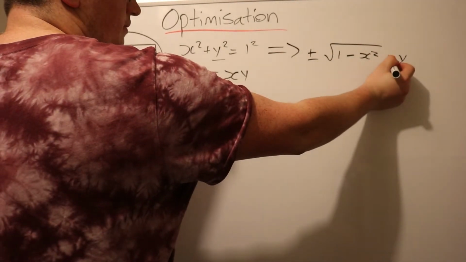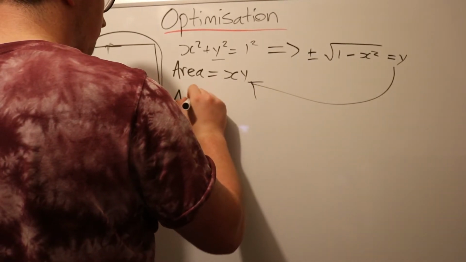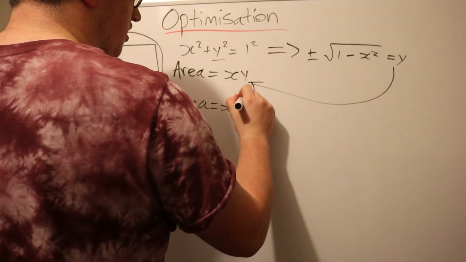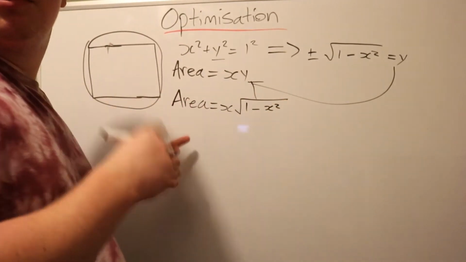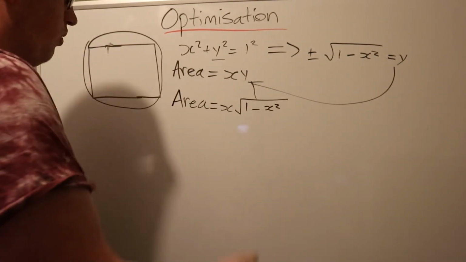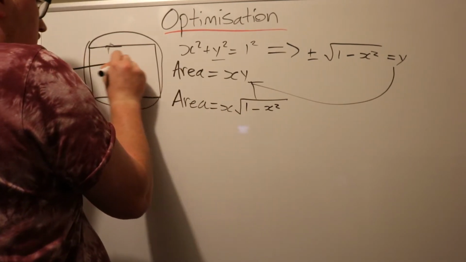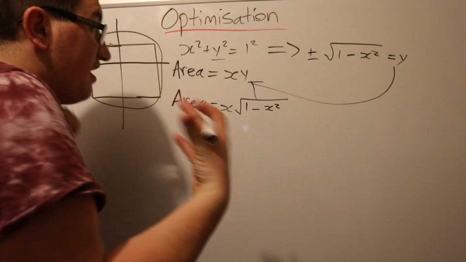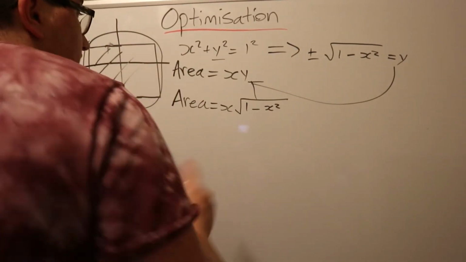And from this, we can put this constraint into this equation, and that gives us area is equal to x multiplied by the square root of 1 take away x squared. We're looking at the top half first. Okay? So that's our function for area, given the constraint of the circle. Of course, at this point we're just looking at the top part of the circle, so whatever we get, we have to multiply by 2 to get the full area of the rectangle.